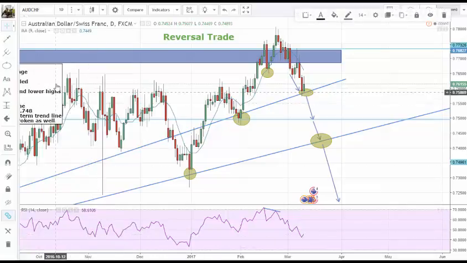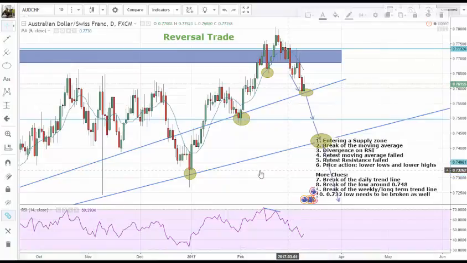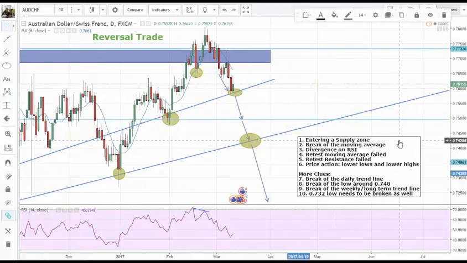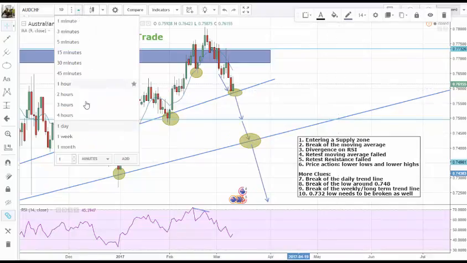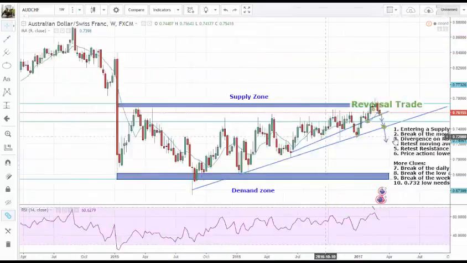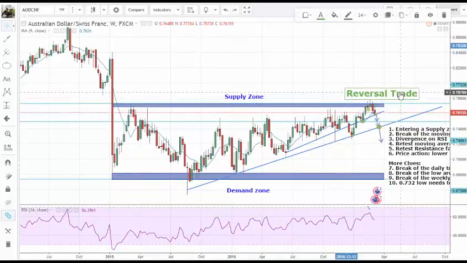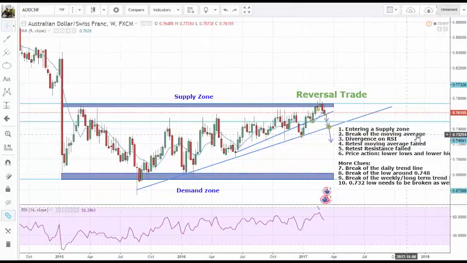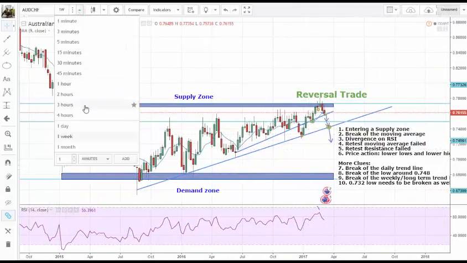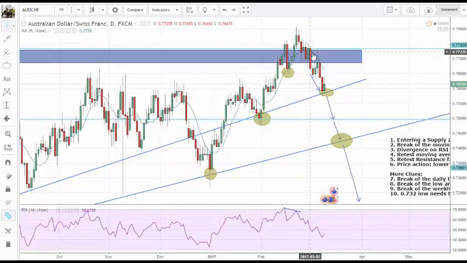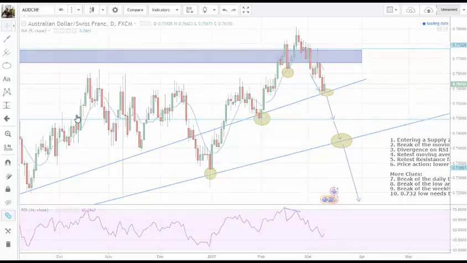So let me switch this over here and go through it with you guys one more time. We entered a supply zone that we drew on the weekly chart. That's the first clue we already have in. When we entered the supply zone, we actually started turning around. Break of the moving average. Yes, we see that on the daily chart. We saw a clear break, a retest, and it held, so we are still trading below that.